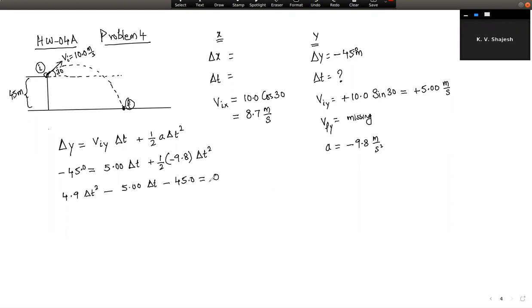This is a quadratic equation and we can immediately solve it. So delta t will be minus b, which is plus 5.0, plus or minus the square root of negative 5 squared, minus 4ac, so that's minus 4 times 4.9 times minus 45, all divided by 2 times 4.9.